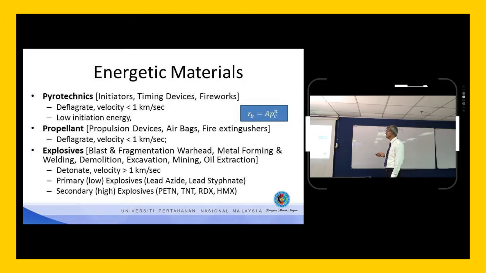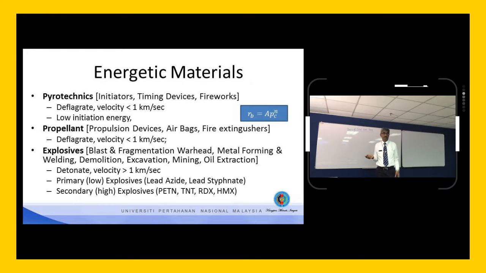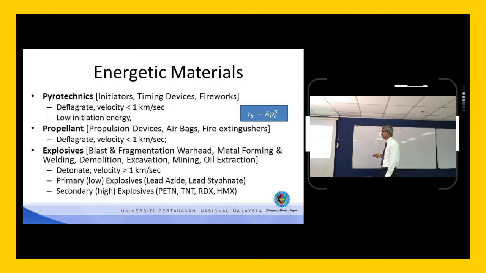Propellants, they are used in propulsion devices, airbags, especially in our cars. Interesting thing, they serve as fire extinguishers. When a passenger airliner engine catches fire, then these propellant fire extinguishers are fired and they blow off the fire. So there are some applications. Again, they deflagrate, and the burning rate is less than 1 kilometer per second.